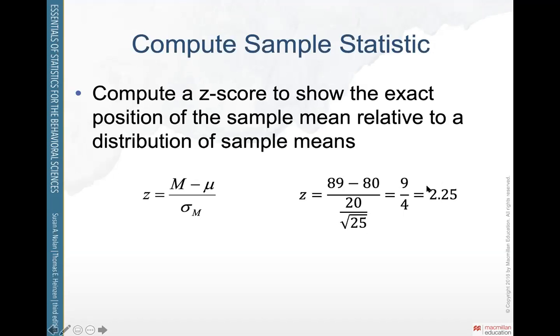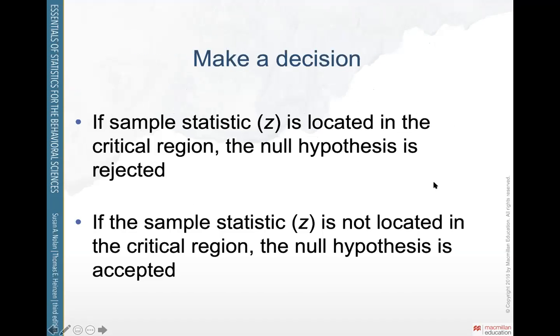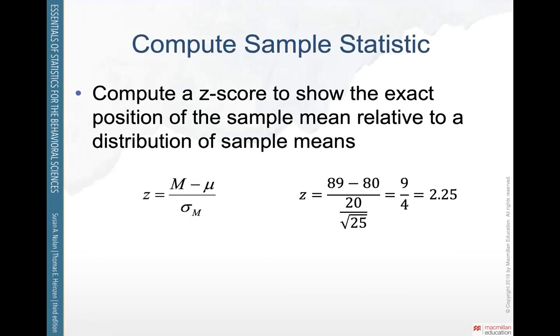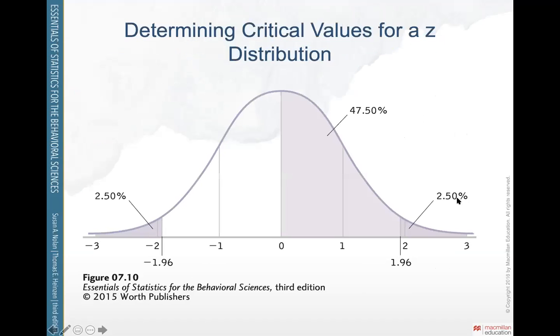And so the question is, is this 2.25 greater than our critical z? Our critical z is plus or minus 1.96. We're on the positive side. So really the question is, is 2.25 bigger than 1.96? And the answer is yes, it is. 2.25 is greater than 1.96. Therefore, we reject the null hypothesis.